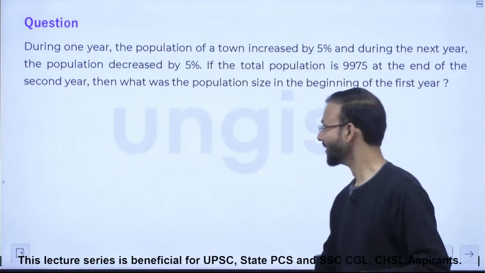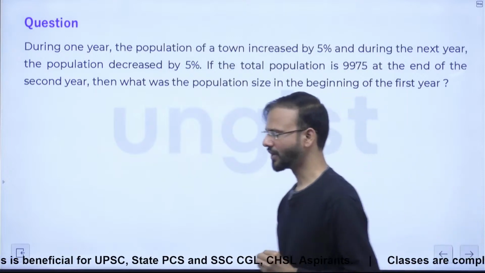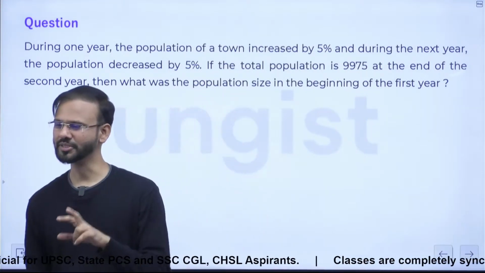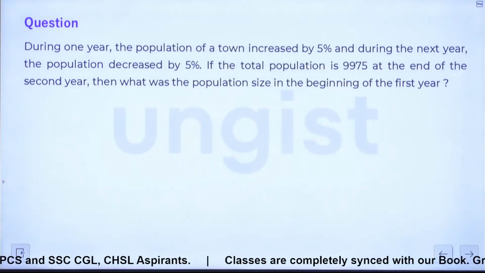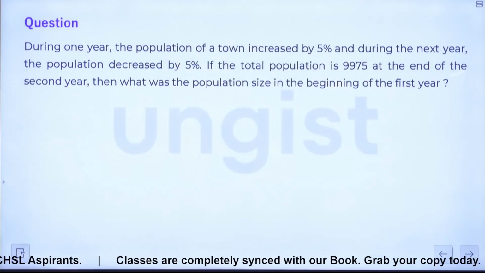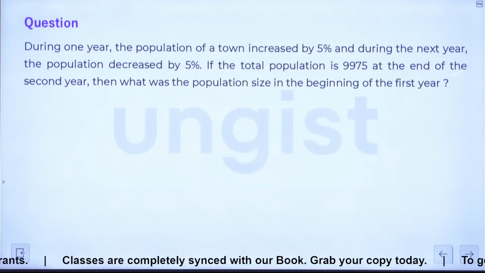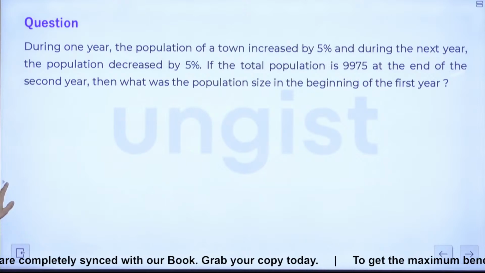देखिए एवरीबॉडी, इसको देखिए जरा. ये जो क्वेश्चन है ना, आई वॉन्ट कि आप इसको बस देखें और समझें. देखिए इसमें लिखा हुआ है, ड्यूरिंग 1 year द पॉपुलेशन ऑफ अ टाउन इंक्रीज्ड बाय 5% एंड ड्यूरिंग द सेकेंड ईयर इट वाज डिक्रीज्ड बाय 5%. द टोटल पॉपुलेशन इज दिस नाउ एट द एंड ऑफ द सेकेंड ईयर. देन व्हाट इज द पॉपुलेशन साइज इन द बिगिनिंग ऑफ द फर्स्ट ईयर? ठीक है, एक बार देखिए जरा.